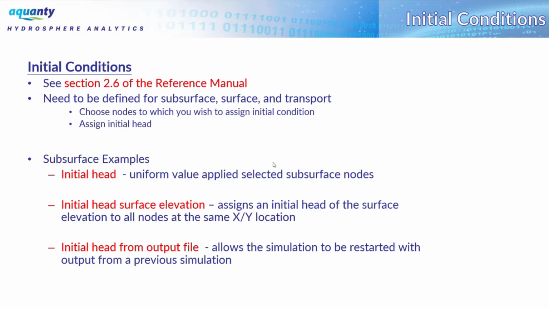Now we move on to initial conditions. Generally, from a functional perspective, applying initial conditions to your model is quite simple. There are a number of different options listed in section 2.6 of the reference manual. We've got a couple common ones listed here: initial head based on a surface elevation, or initial head from output file. So this allows you to restart the simulation using output from a previous simulation. This is a really key part of the HGS workflow. We call it model spin-up.